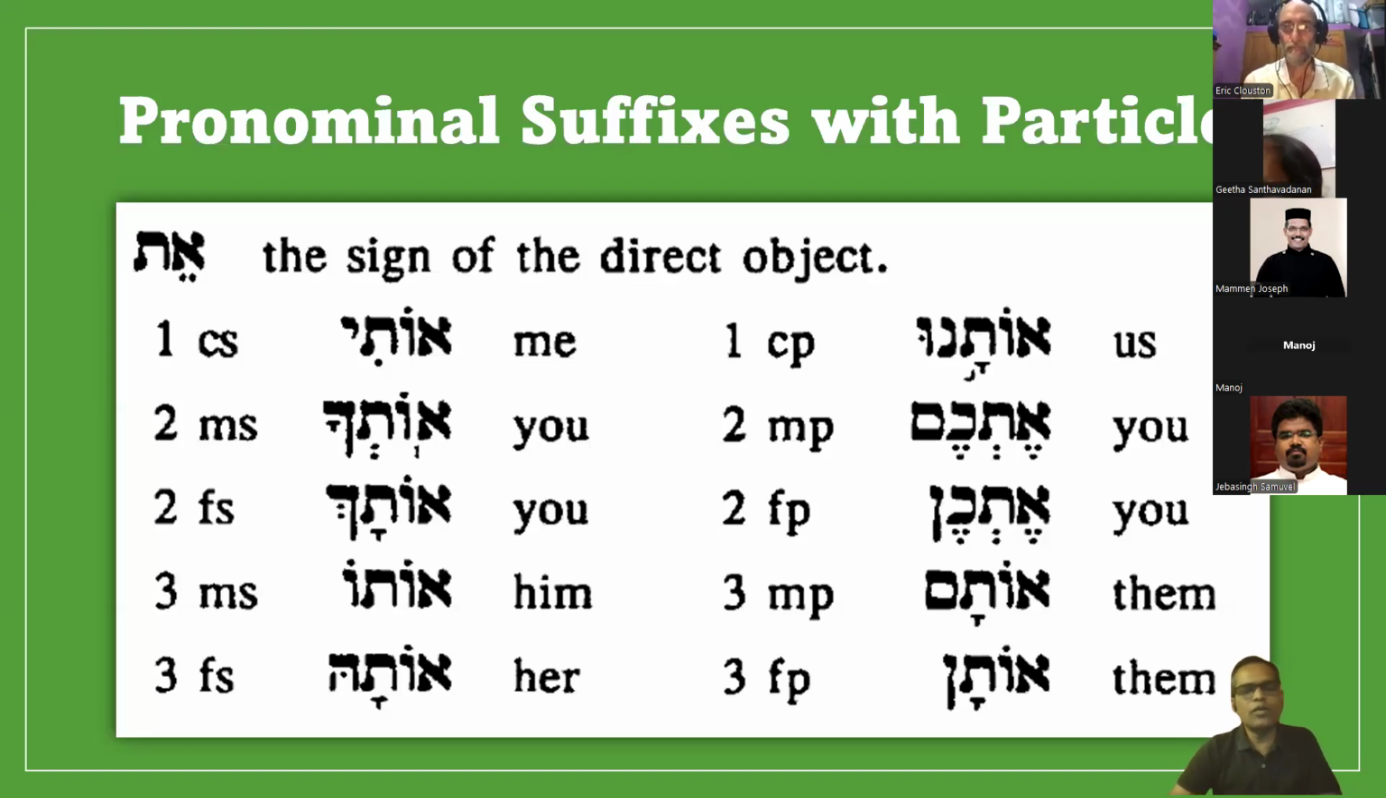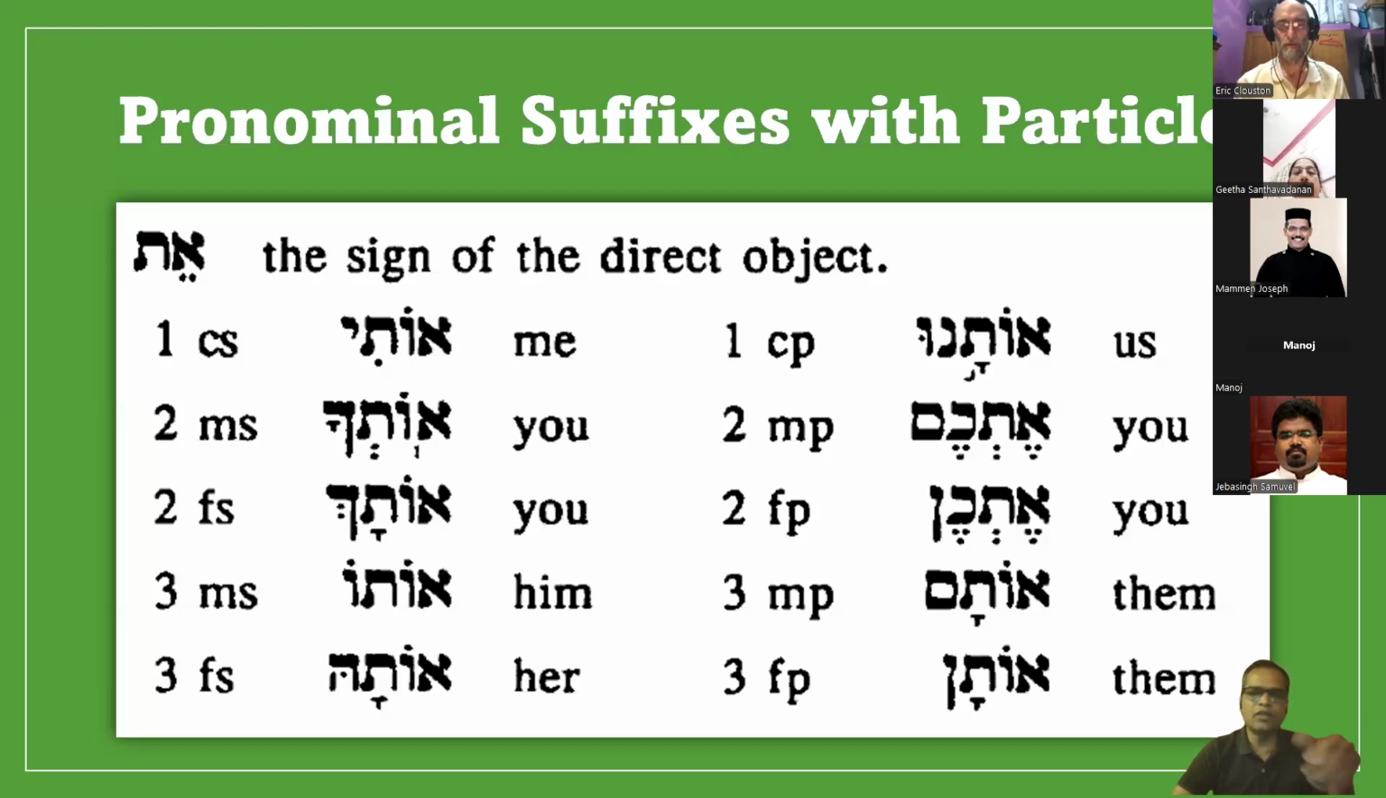So what changes can you encounter when the object marker et is receiving the pronominal suffix? That is displayed here. If you see here, it is not simply et and then the pronominal suffixes, but there are some internal changes that are taking place. In the place of sere, you are coming across a holem waw. So the first change is that the object marker's sere will become holem waw.